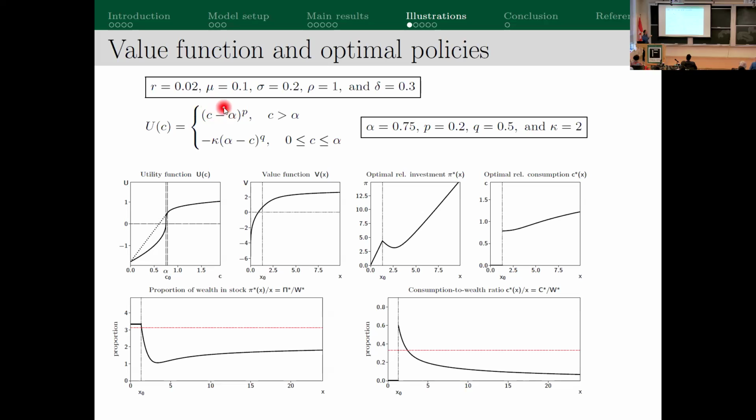So I need to set up a model. I'm taking power utility, but the risk aversion or loss aversion coefficient can be different, so P and Q. These are the values I get. Alpha, your reference point, is 75%. So above 75% of your habit is going to be good, and below 75% is going to be loss.